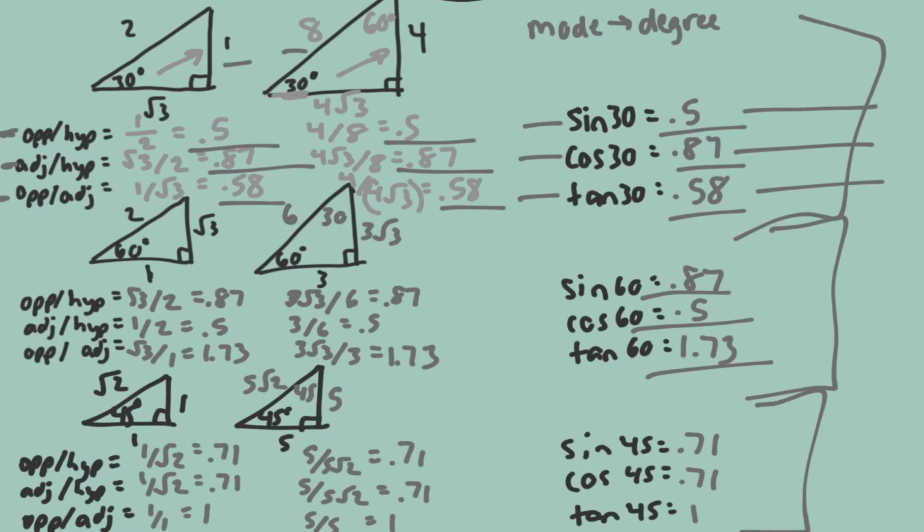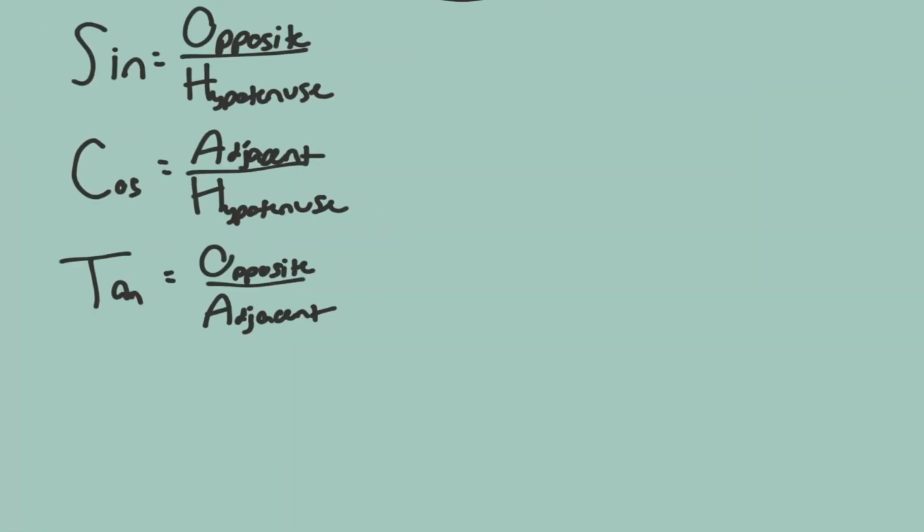So if you need to do opposite over hypotenuse of, for example, 25 degrees, that you might not be able to find just by hand, you could click on sine in the calculator of 25, and that'll give you the opposite over hypotenuse. And then cosine is going to be the adjacent over the hypotenuse, and tangent is the opposite over the adjacent. So that's where everything comes from.